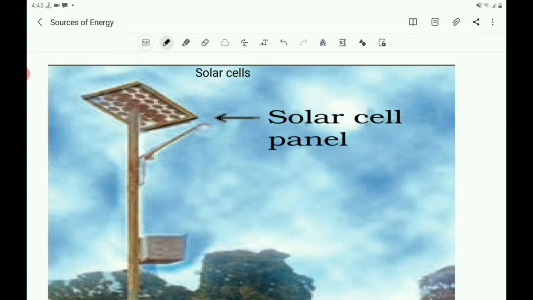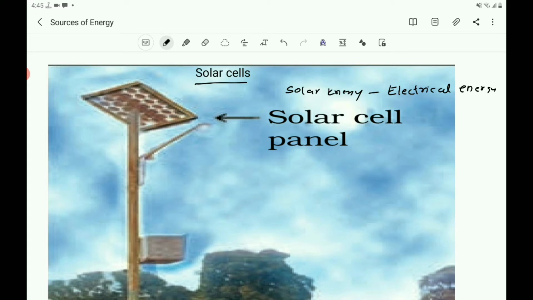Now the device is solar cells. What is a solar cell? A solar cell is a device which converts solar energy into what? Electrical energy. Solar energy into electrical energy. Then what is a solar cell? A solar cell is a device which converts the solar energy into electrical energy directly. It is a device which converts the radiant energy of the sun directly into electrical energy.